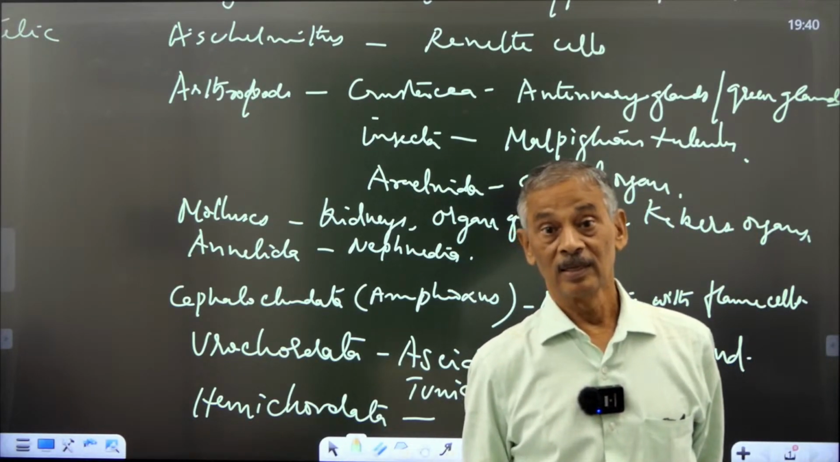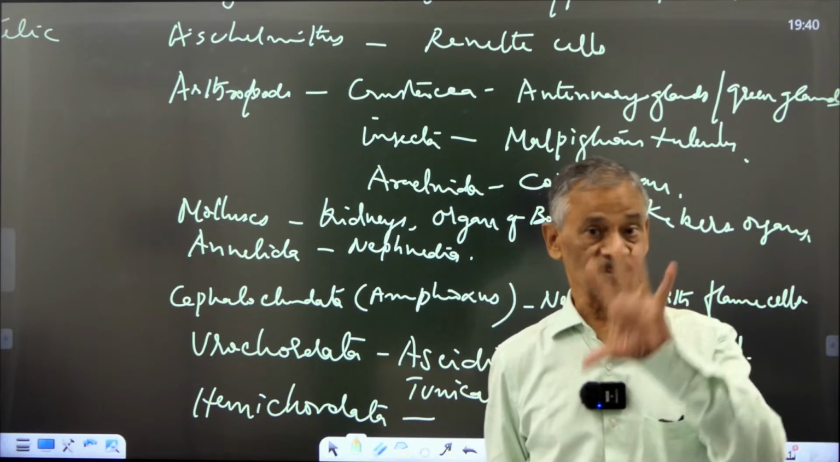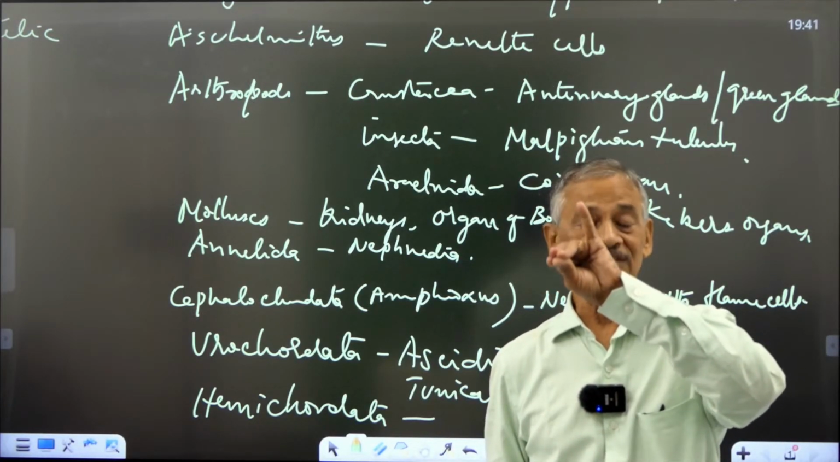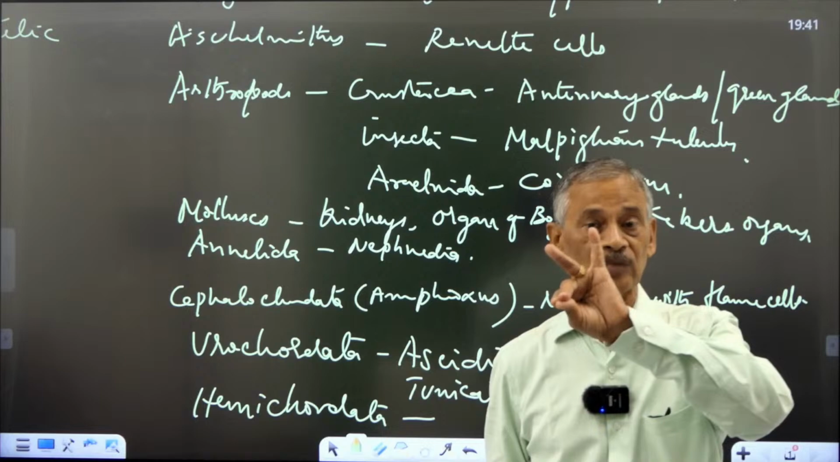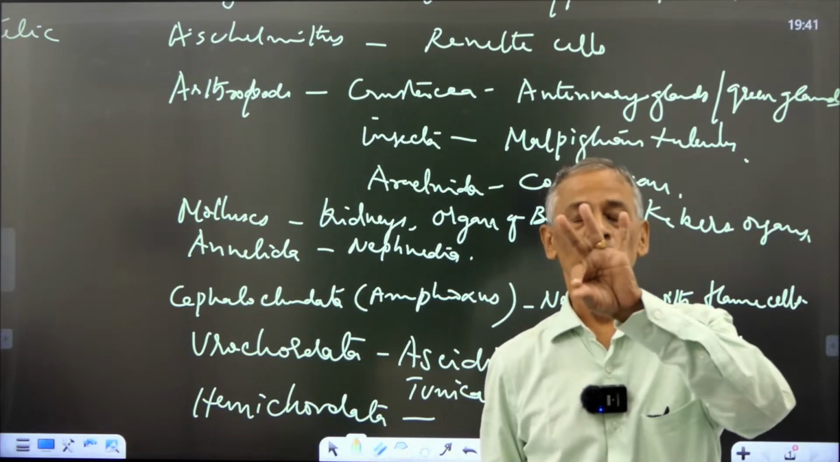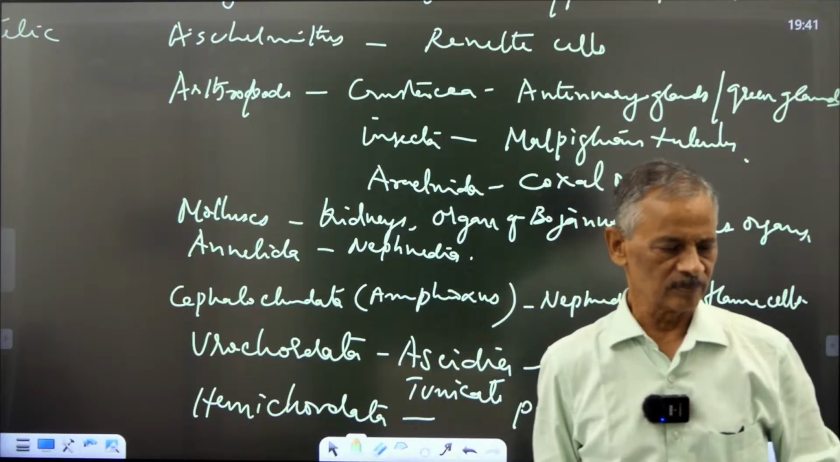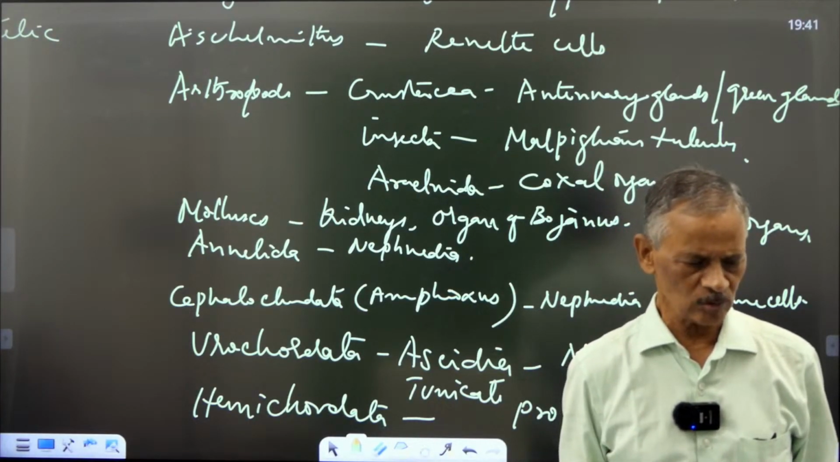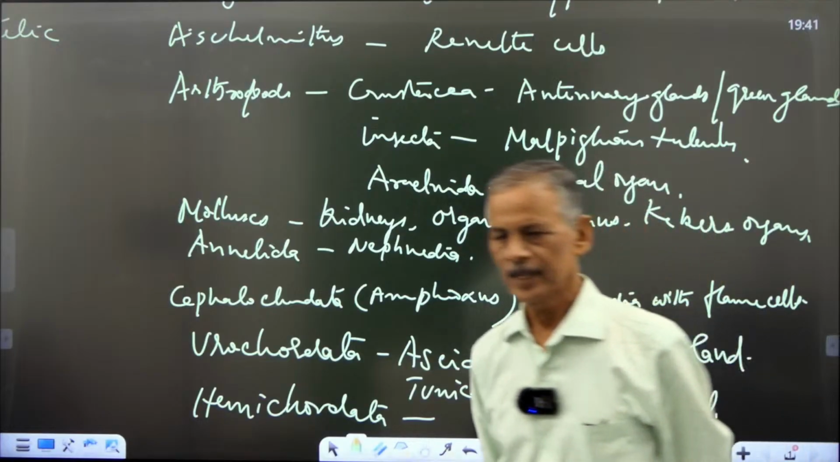Remember, animals are excreting this nitrogen based material either in the form of ammonia, that is ammonotelism, or in the form of urea, ureotelism, or in the form of uric acid, uricotelism. Is that point clear? Anybody having any doubt? Please respond.